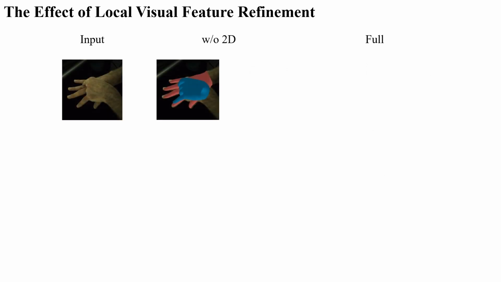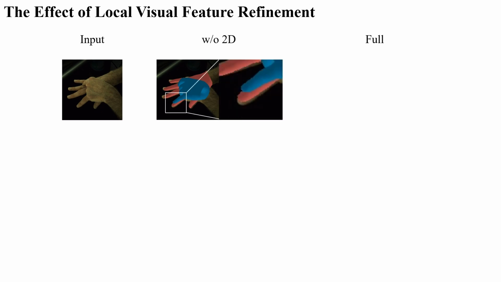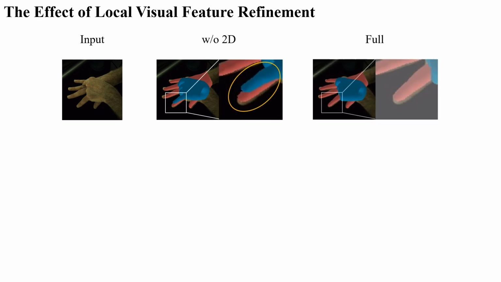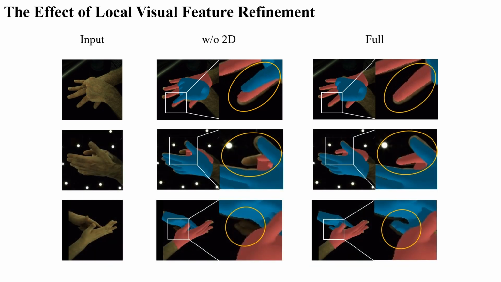Secondly, adopting local feature refinement in the 2D visual feature space can significantly alleviate the ambiguity of model estimation. At the same time, it enables the model to pay attention to some estimation errors caused by occlusion or darkness. We evaluate our method on InterHand2.6M, the largest interacting hand dataset to date.